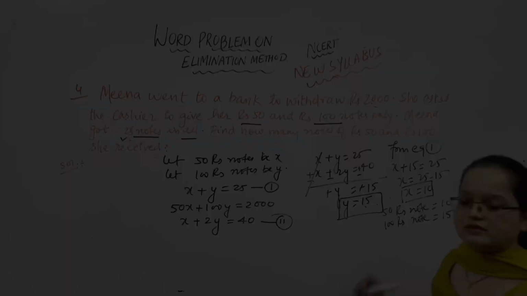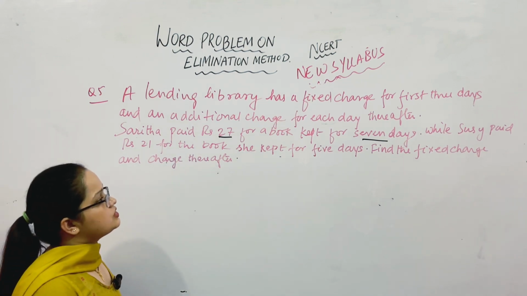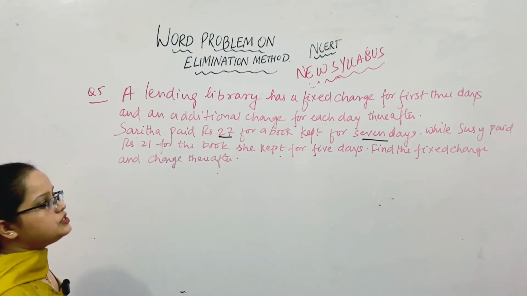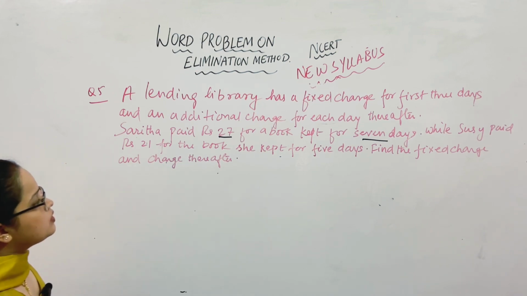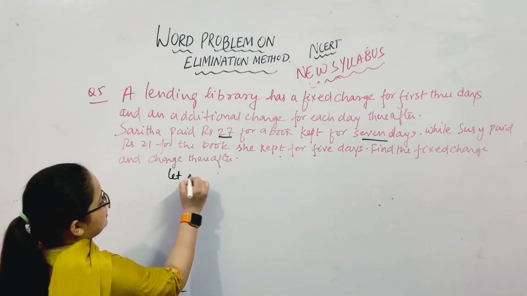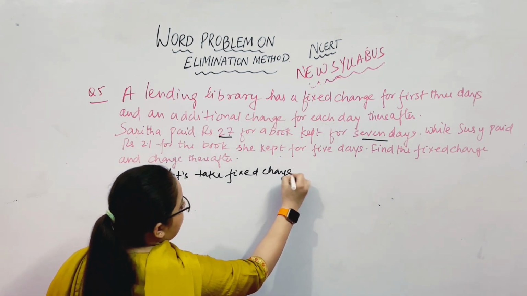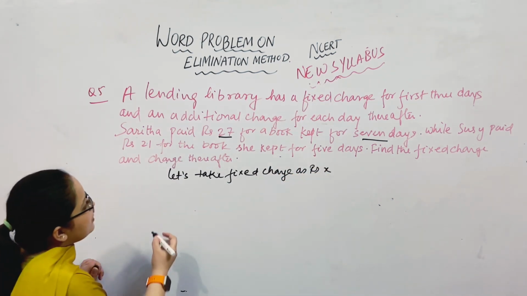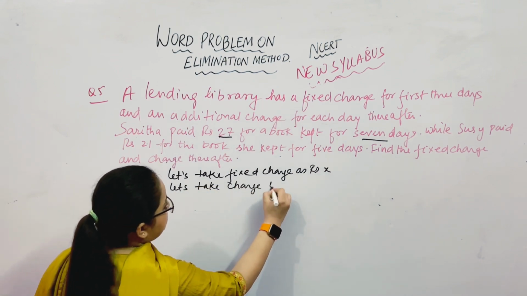Let's take another question. So students, let us see question number 5. A lending library has a fixed charge for first 3 days and an additional charge for each day thereafter. Sarita paid rupees 27 for a book kept for 7 days, while Sushi paid rupees 21 for the book she kept for 5 days. Find the fixed charge and the charge thereafter. So here, let's take the fixed charge as rupees x, and let's take the charge thereafter as rupees y.